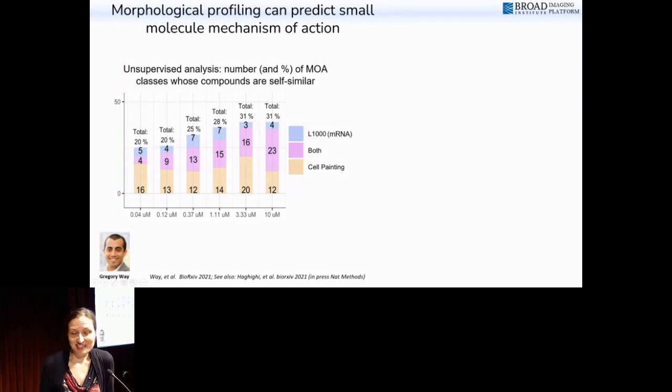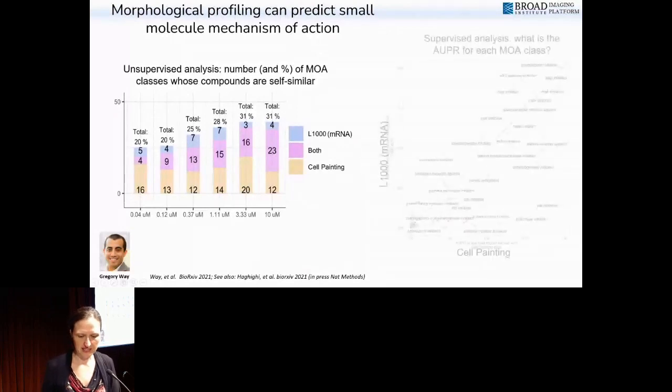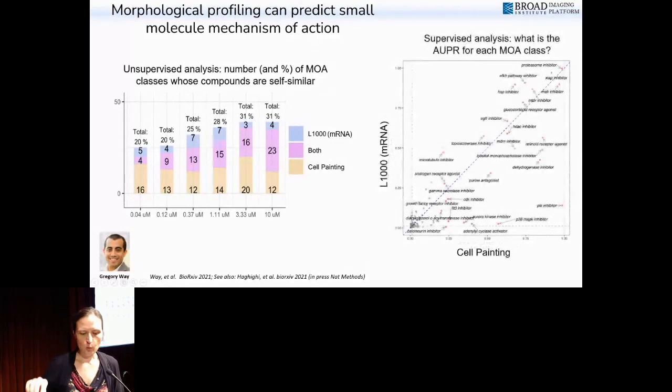If you asked me to predict this outcome 15 years ago, I would have said, I'm absolutely sure that images are not going to be as powerful as mRNA, but at least they're cheap. That would have been my statement. And so we were really surprised to see not only that it's holding its own, it actually seems to have more information content. And this just gives you a sense of which mechanisms are captured better by one or the other.